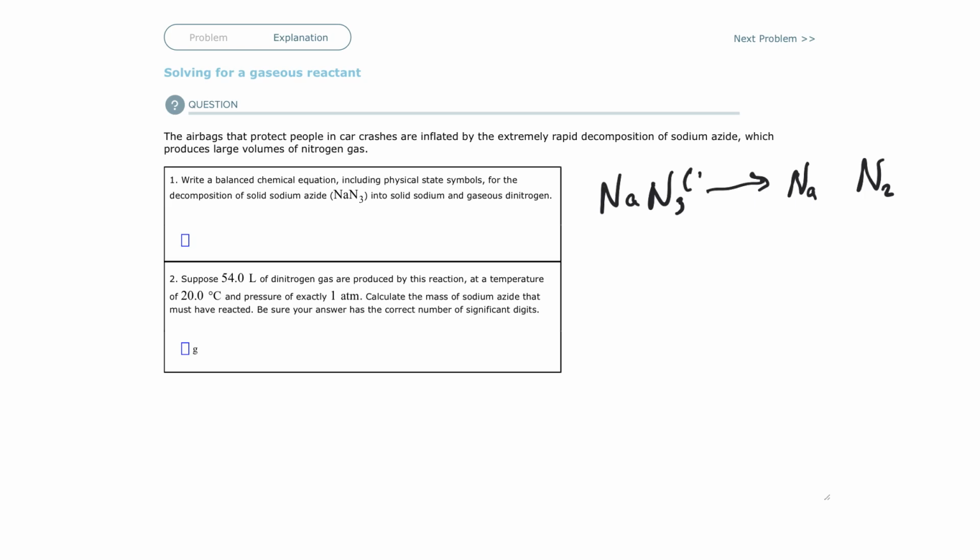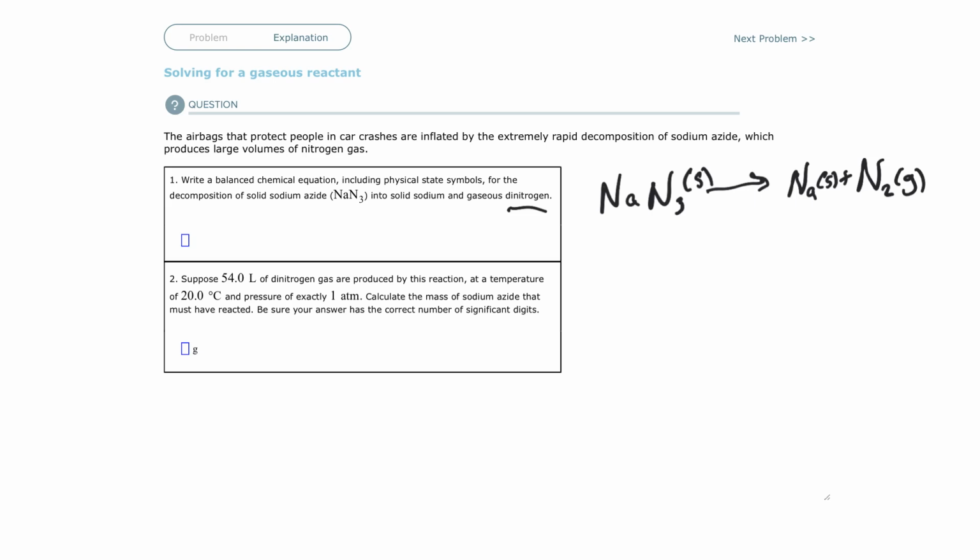So that's solid sodium azide. You'll end up with solid sodium and then gaseous nitrogen. Remember it's N2 because nitrogen is diatomic, and they went ahead and gave it to you too. Dinitrogen just means that it's N2. All right, so let's balance this.